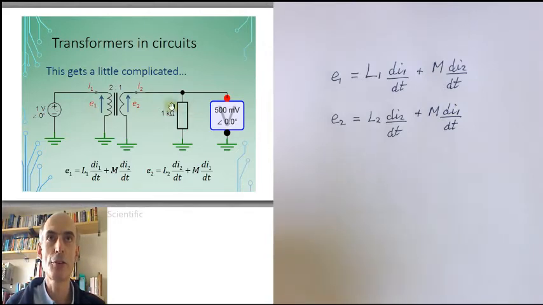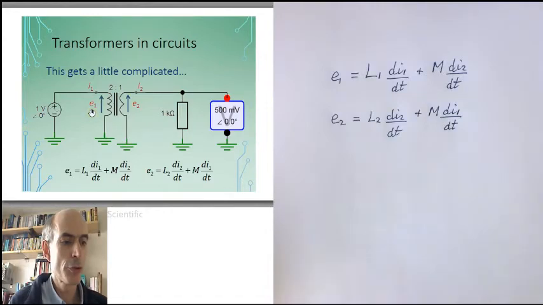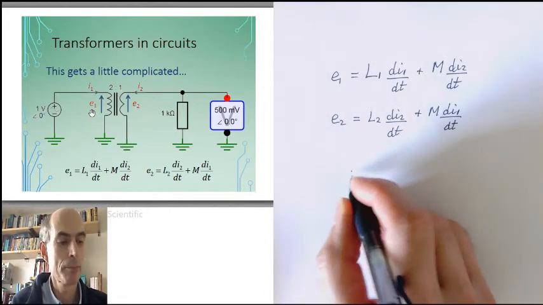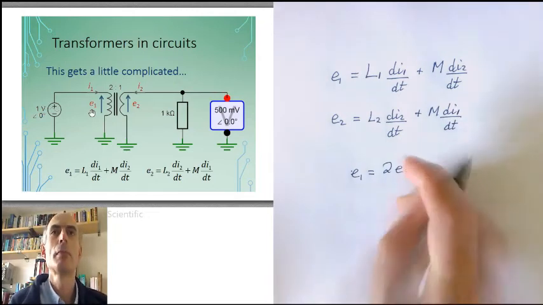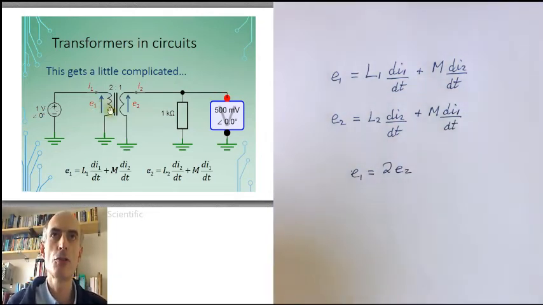And in that case, the ratio of the two voltages, E1 to E2, is the same as the turns ratio, the ratio of the number of turns on each side of the transformer, in this case 2 to 1. So in this case we have E1 equal to twice E2, because there are twice as many turns on the primary side as there are on the secondary side.